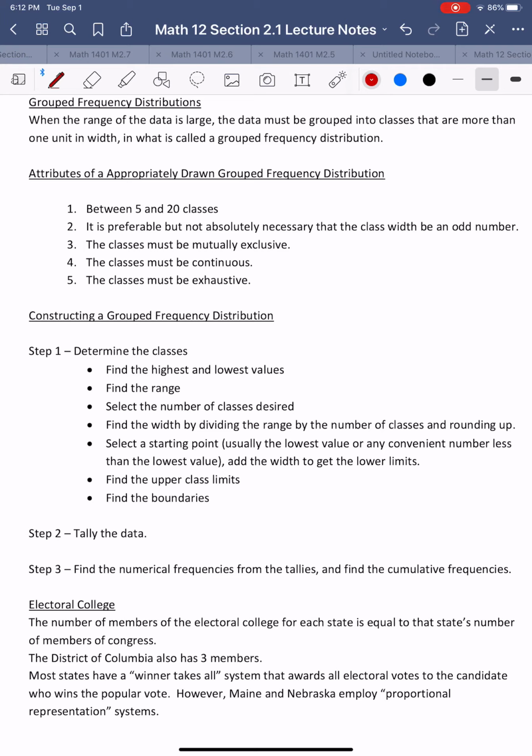Attributes of an appropriately drawn grouped frequency distribution. Usually we want between 5 and 20 classes. It is preferable, but not absolutely necessary, that the class width be an odd number. The classes must be mutually exclusive, continuous, and exhaustive. Constructing a grouped frequency distribution.